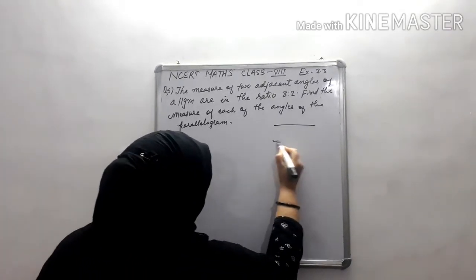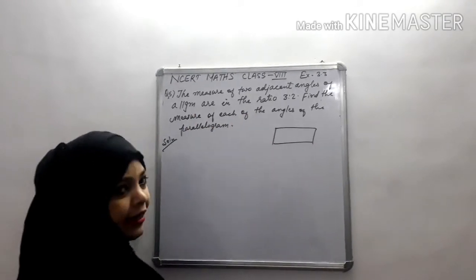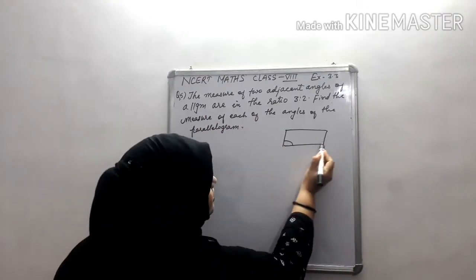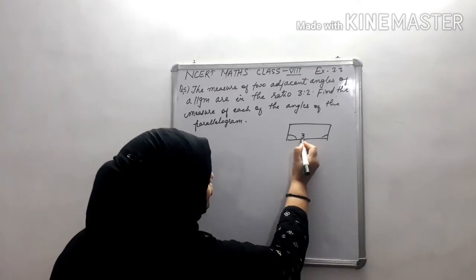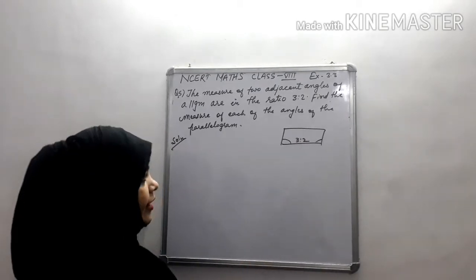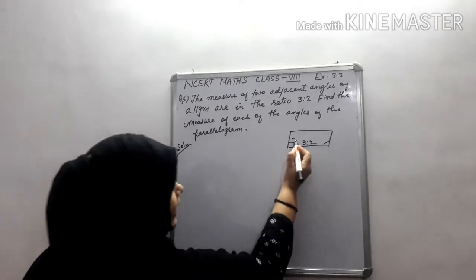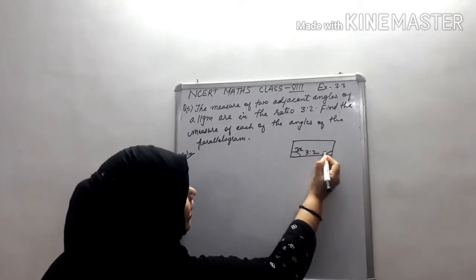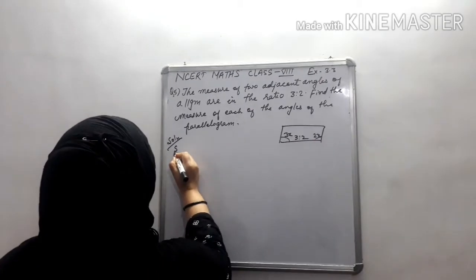ये एक parallelogram, ठीक है? And here it is telling the measure of two adjacent angles. Suppose that these and these are two adjacent angles. इन दोनों की जो measures है वो ratio में है 3:2. Find the measure of each of the angles of the parallelogram. तो each angle की measure हमें बतानी है, ठीक है? These angles be 3x and these be 2x. Okay? Now let's start.